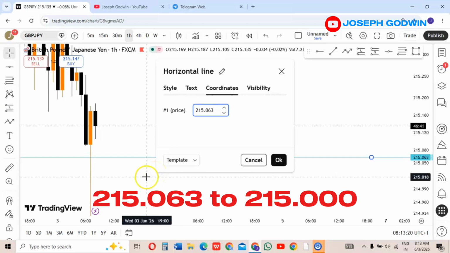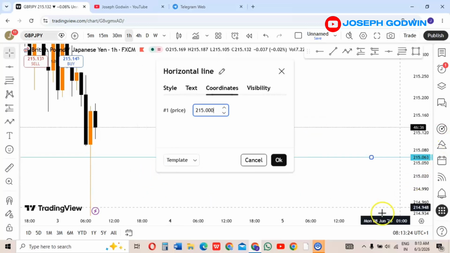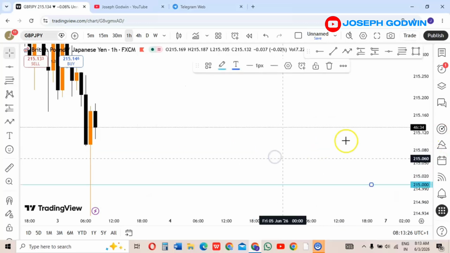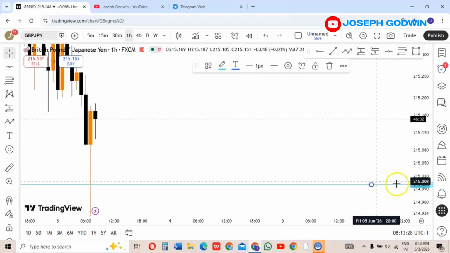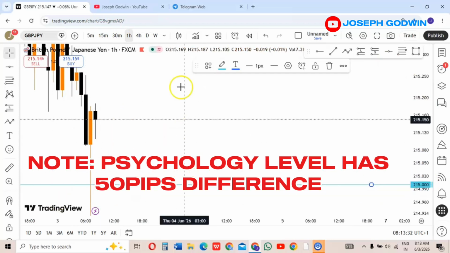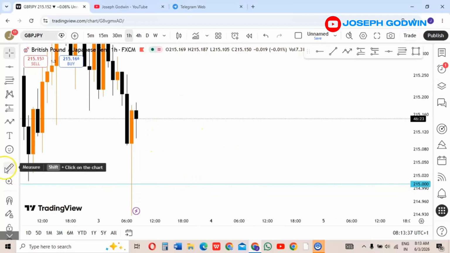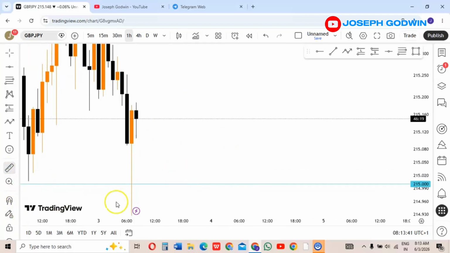215.063 to 215.000, which is very simple. This is a psychological level now. For you to get another psychological level, psychological levels are 50 pips far apart. Now you can measure from this ray, or let me not make it complicated for you.